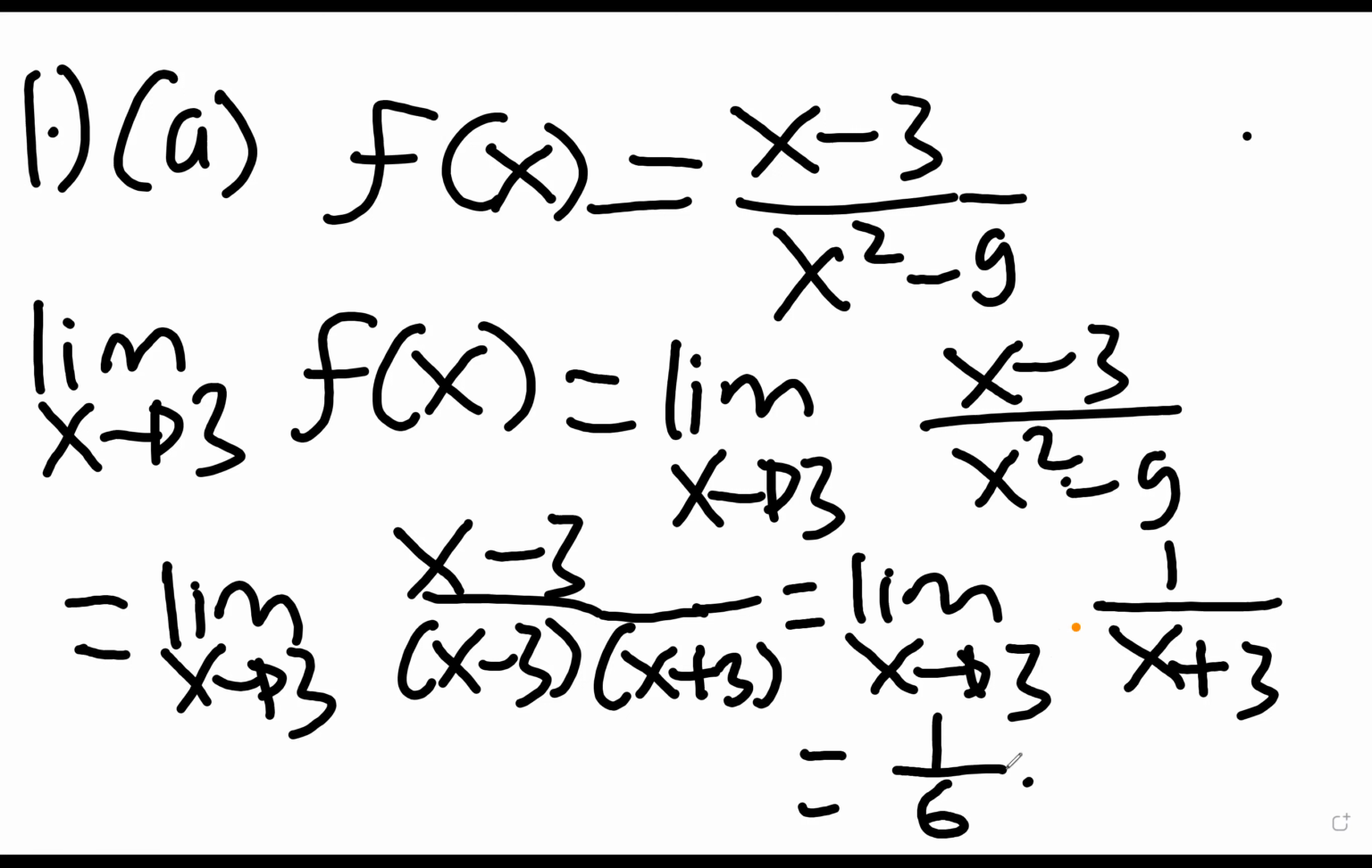So it's quite simple here. This is the difference between the value of f at 3 and the limit of f at 3. The value of f at 3 is undefined, but its limit is 1 over 6. Any question so far at this point?